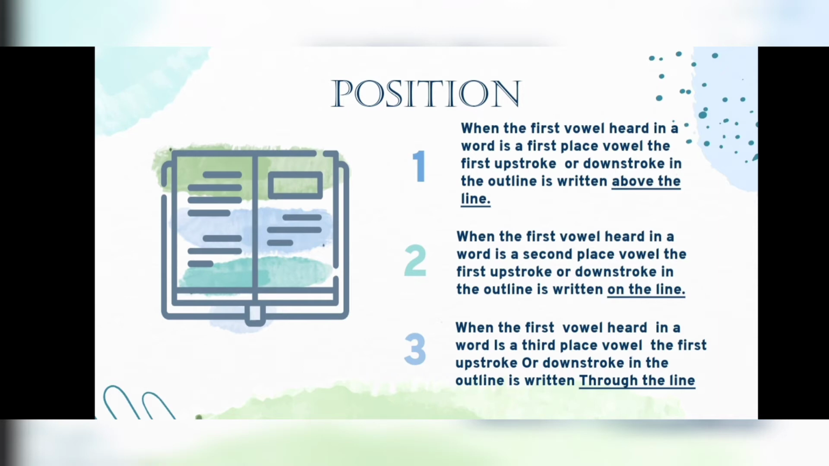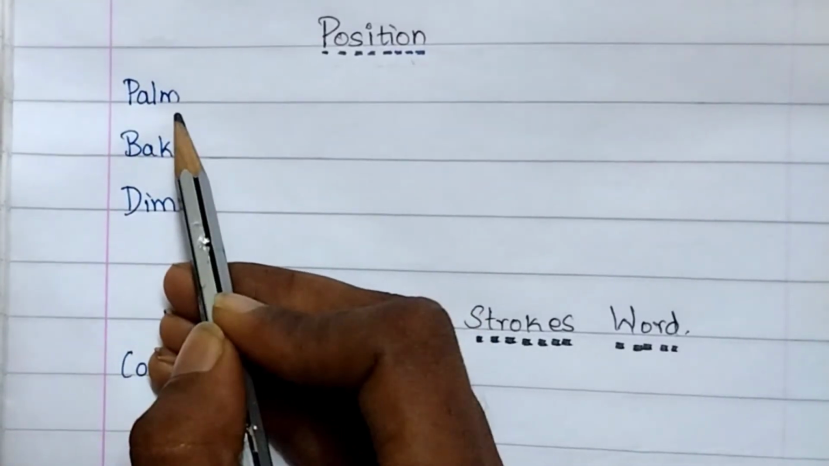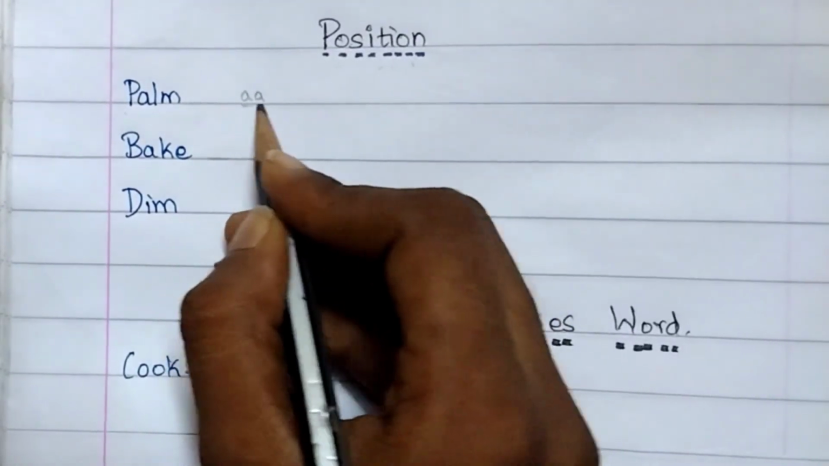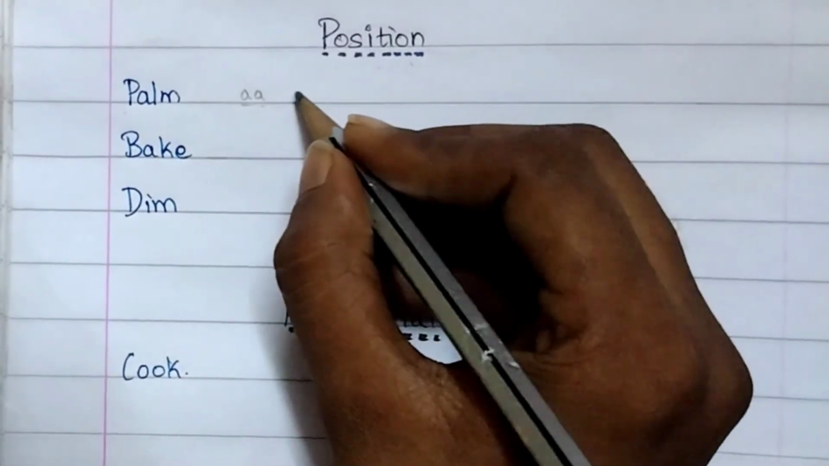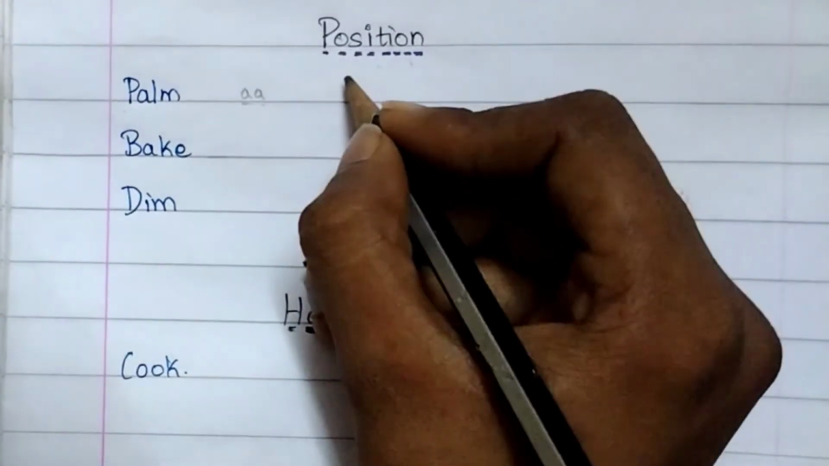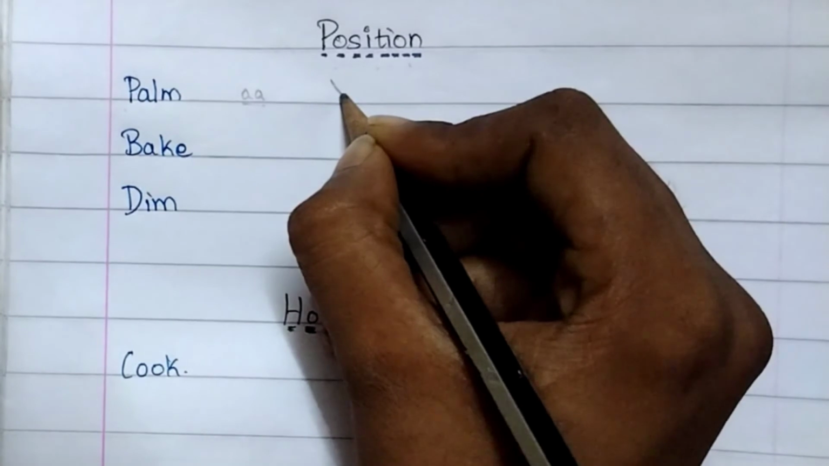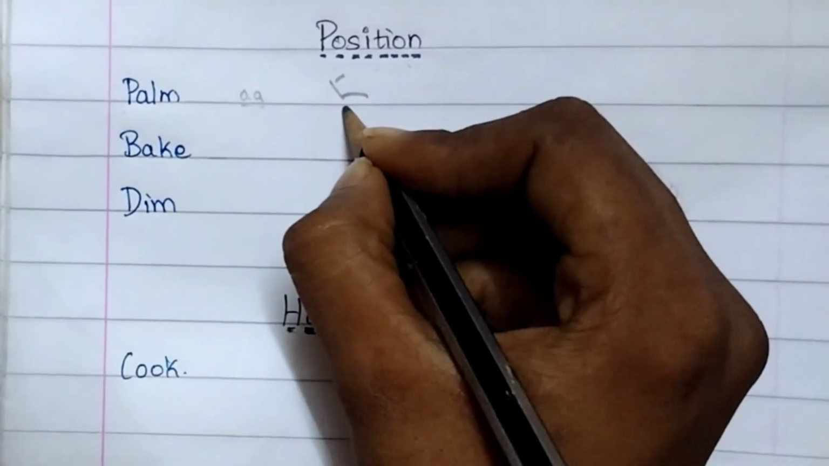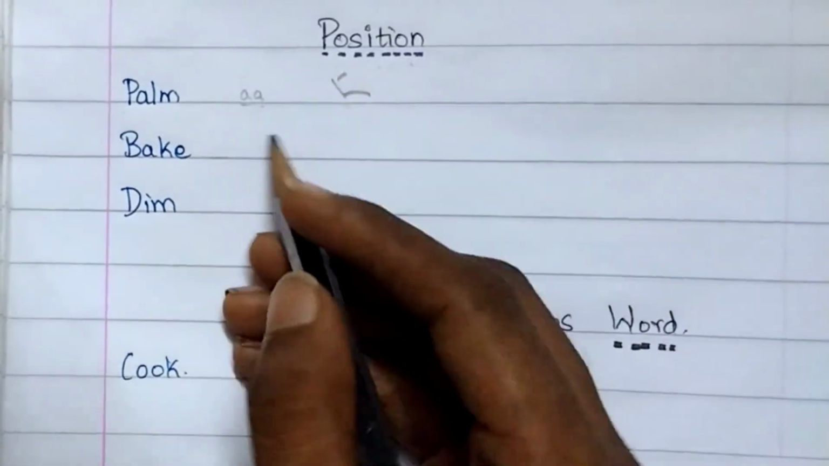The first rule for position writing is when the first sounded vowel in a word is a first place vowel, then that word should be written above the line. For example, take the word palm. In this word, the first sounded vowel is A. A is a first place vowel, so the first stroke should be written above the line. It should not touch the line. It should be written above the line.